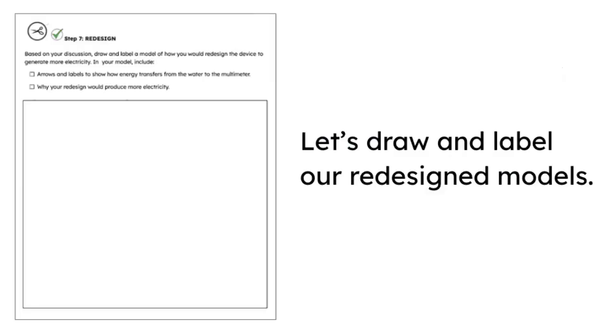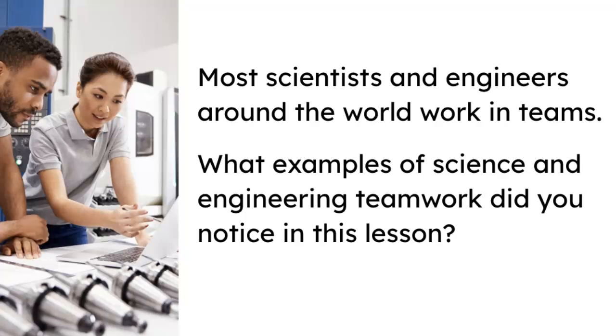For the Elaborate portion, in their engineering teams, you'll have students review the outcome and observations from the testing of their devices. You'll have students draw and label a model of their redesign idea and answer the questions in Step 7 of the Engineer a River Device student journal page. You'll then have a brief class discussion on how science is a human endeavor as it relates to this lesson.